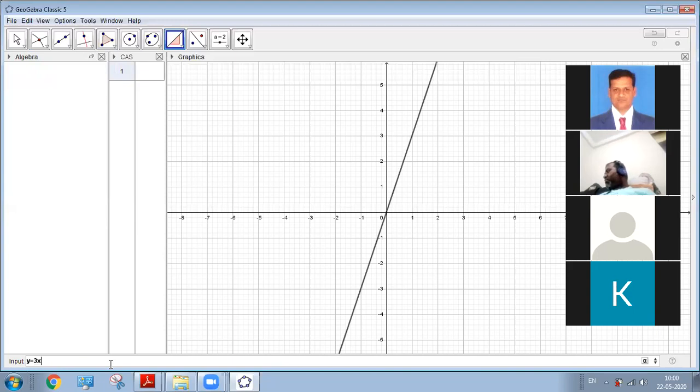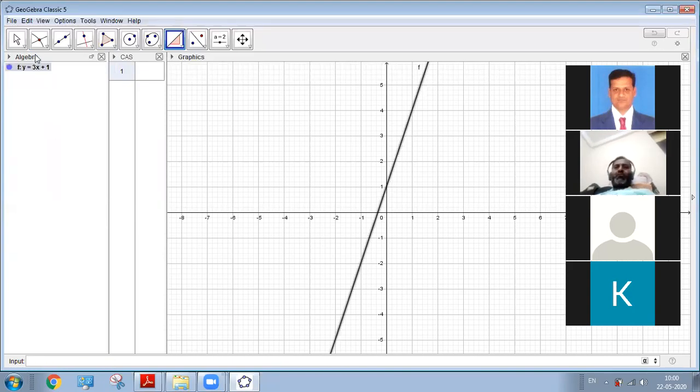y equal to 3x plus 1. Now click this. m equal to 3. m equal to 3 means it is the slope of this straight line. And this is the slope representing in the graph using GeoGebra.